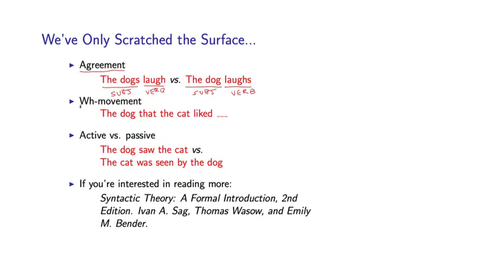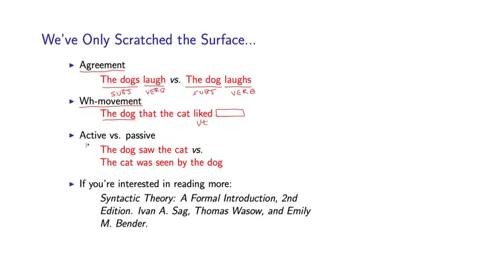A second very interesting phenomenon is WH movement, which has led to all kinds of interesting realizations about the structure of language. So here's an example. If I say the dog that the cat liked, liked is a transitive verb, and in some sense there's a gap here which is filled by the dog. The dog is really the object. The dog is the thing that's being liked here. So you can think of the dog as having moved out of this position, or you can think of various other accounts. But there's definitely some kind of hole here which is filled by this phrase earlier. This is called WH movement.